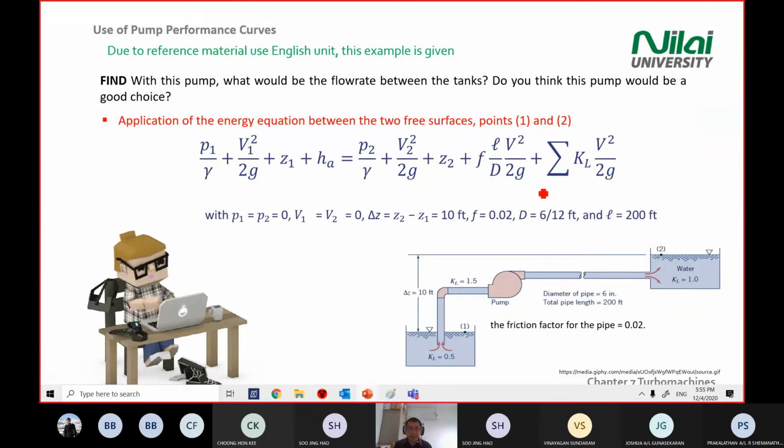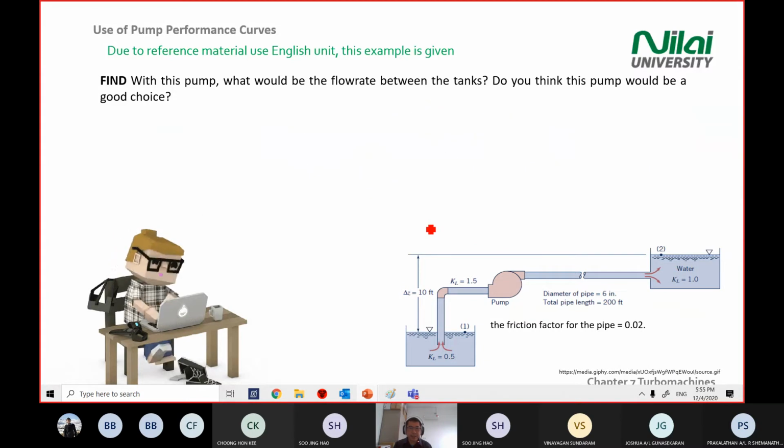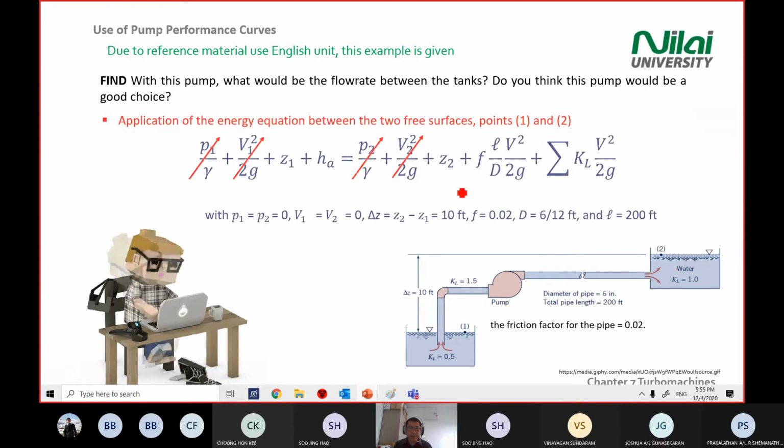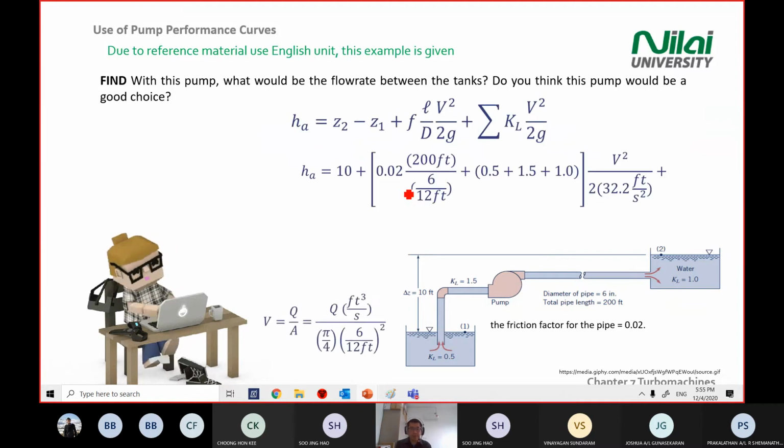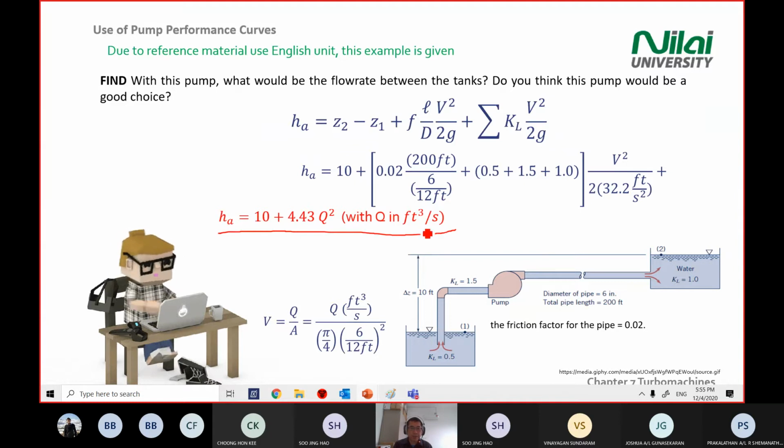All right, so we use this equation to solve. Again, cancel all the parameters. So at the end, you only have this simple equation. Substitute all the values. I just do the mathematics for you. You'll get your equation in this form, which has your HA and Q squared. So you see the equation of HA versus Q. This is your system curve.